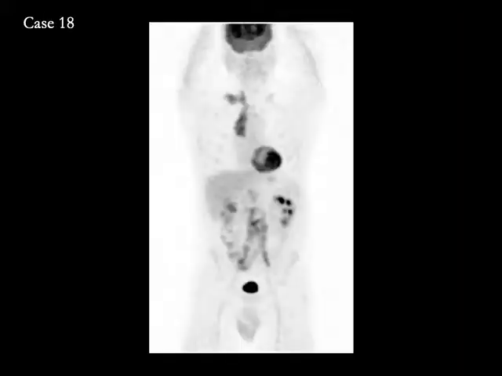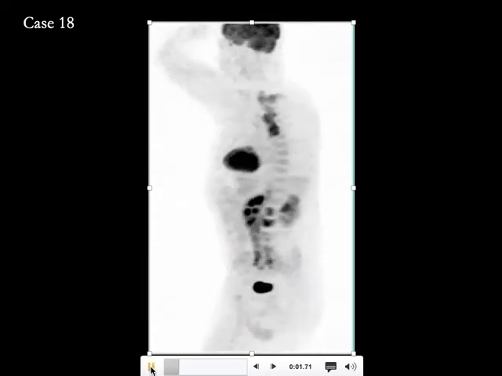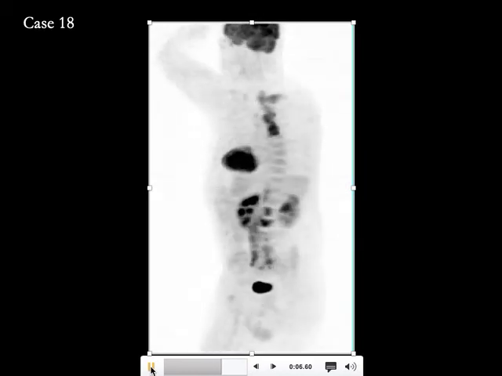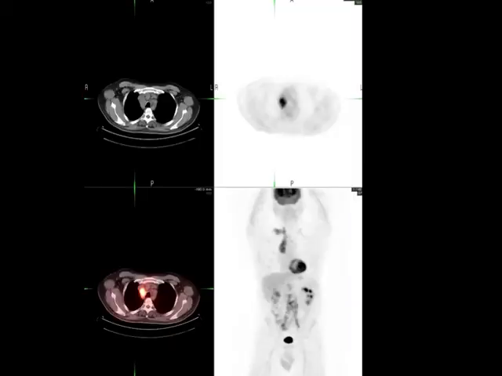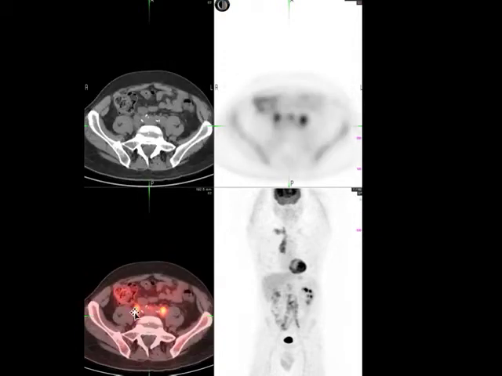Next case, another patient with history of lymphoma showing hypermetabolic lymphadenopathy in the neck extending into the chest, and also hypermetabolic lymphadenopathy in the abdomen. Here is how it looks on the fused PET-CT image. The right paratracheal hypermetabolic lymphadenopathy, abdominal lymphadenopathy with involvement of a vertebral body, pelvic lymphadenopathy.